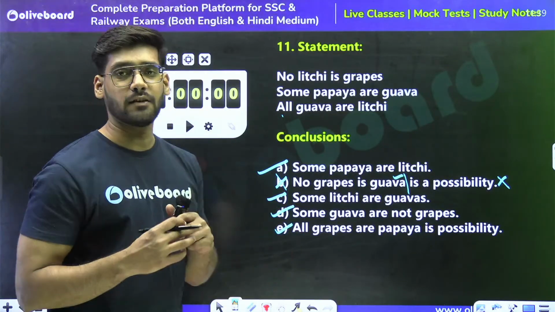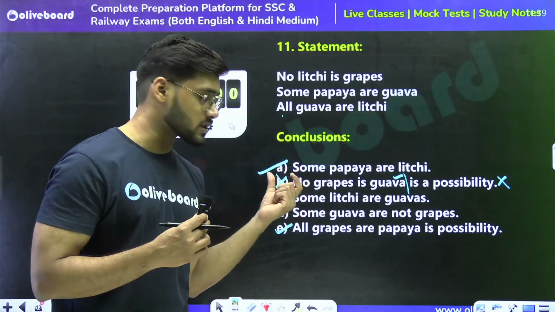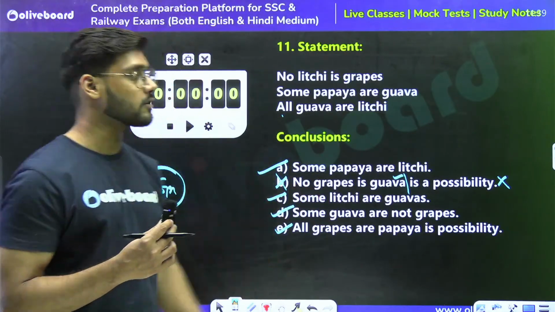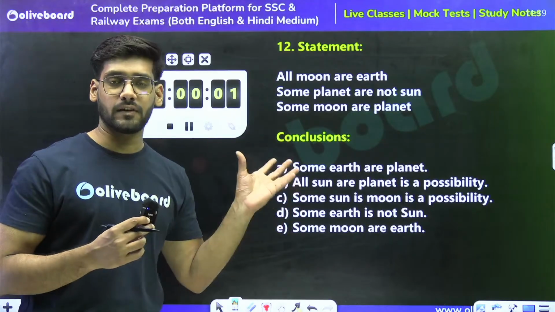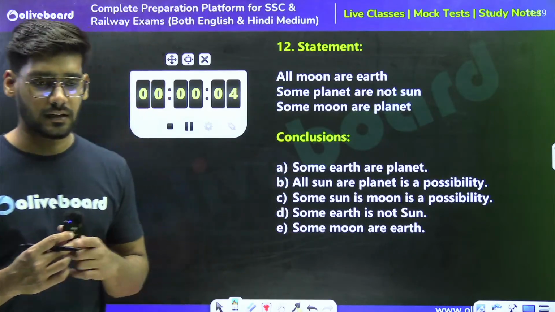We needed to find which conclusion does not follow, and option B is the conclusion which does not follow. 12th question. In the 12th question again we need to find which conclusion does not follow.